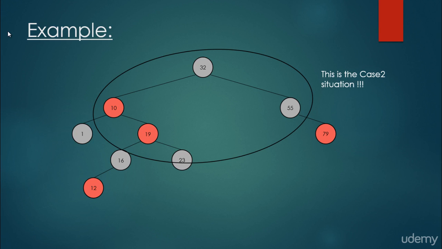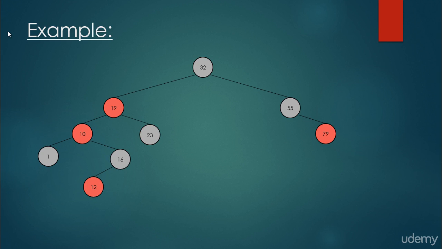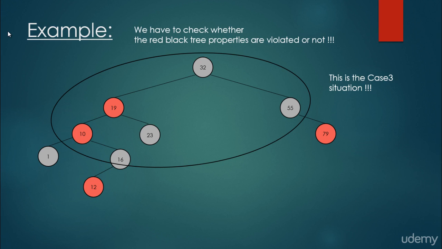And this situation is the case 2 situation. We have to make a left rotation on node 10. After making a left rotation, again we have to check whether the red-black tree properties are violated or not. And as you see, it is violated because node 19 is a red node, and its left child, node 10, is red too. So no red node has a red child. That's why the red-black properties are violated again. We have to fix it. And this is the case 3 situation.